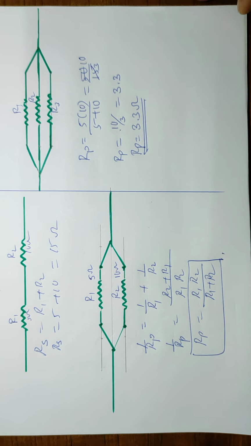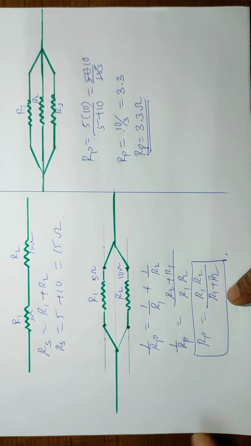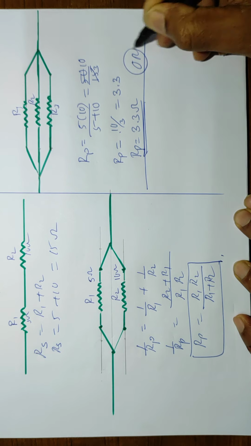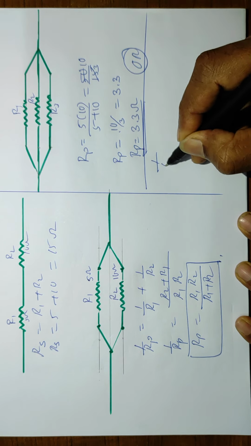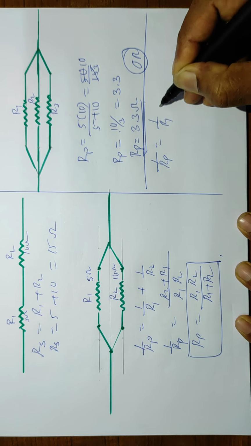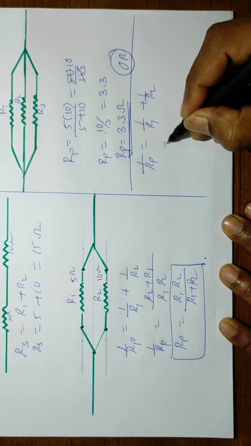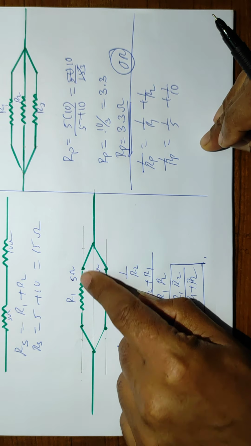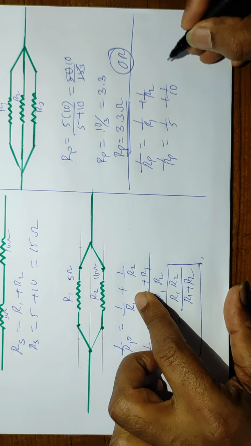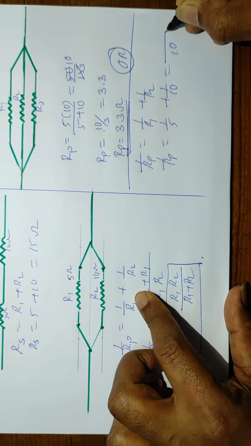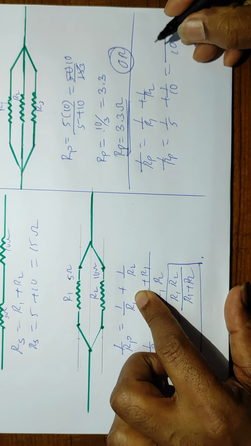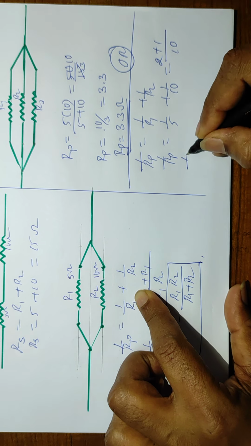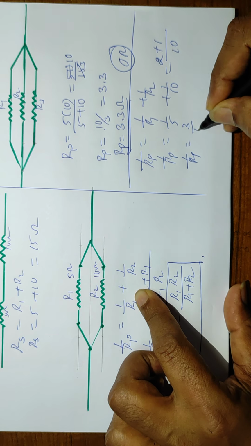Dear students, instead of calculating using this formula, you can go for the direct method. 1 by Rp is equal to 1 by R1 plus 1 by R2. So 1 by Rp is equal to 1 by 5 plus 1 by 10. R1 is 5 and R2 is 10. So the LCM is 10. 5 2s are 10, so 2 into 1 is 2, plus 10 1s are 10, so 1 into 1 is 1. 1 by Rp is equal to 3 by 10.